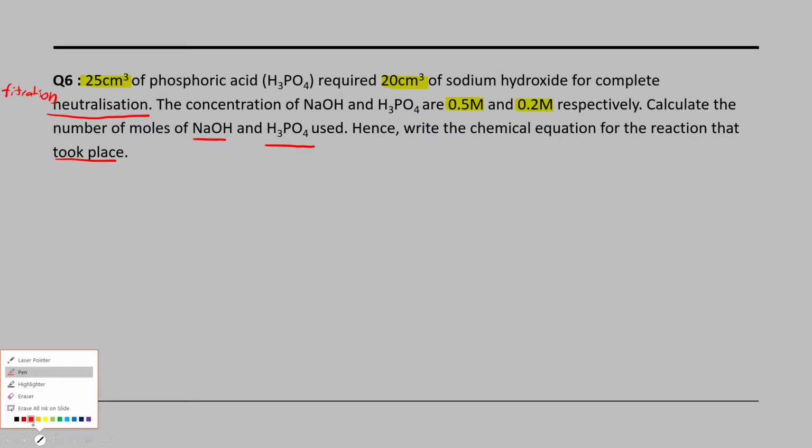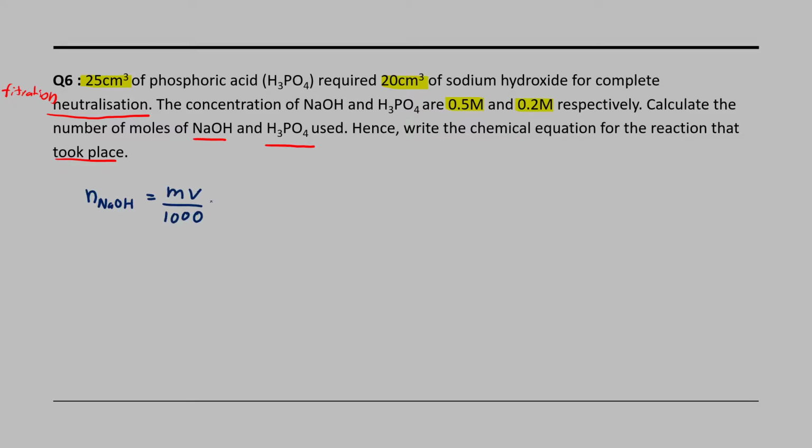Okay, let's color. So moles of NaOH first. Moles of NaOH is equivalent to MV over 1000. This formula can be used, MV over 1000 or MV only. MV over 1000 only if the volume is in milliliter or cm cube. If it is already in dm cube, there is no need to divide by 1000.